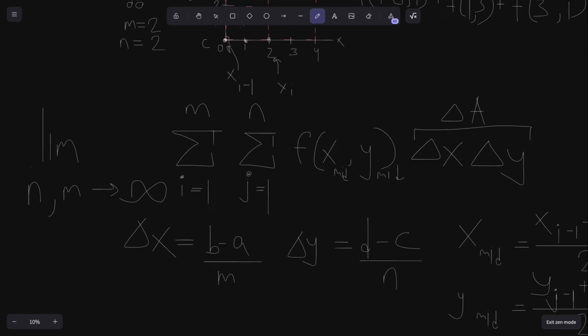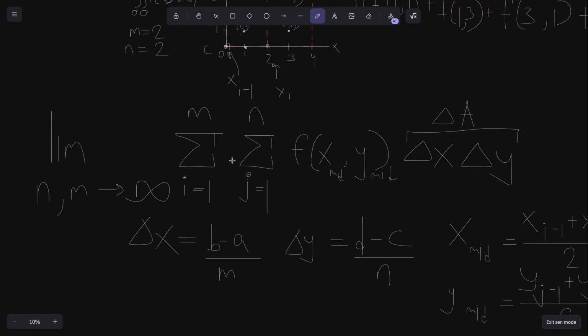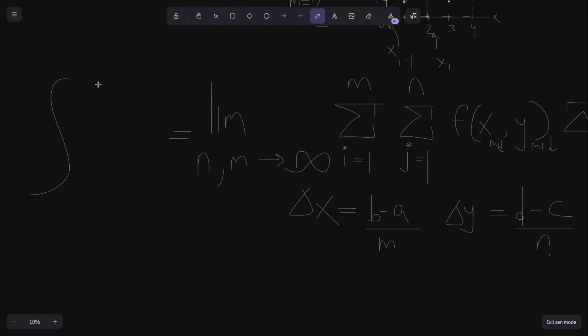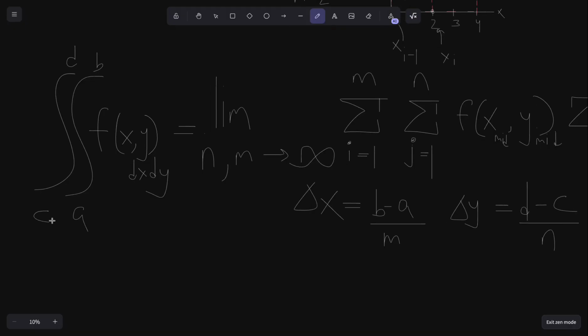All right, so I know that was a handful, but that's how you approximate double integrals. And when you take the limit as this approaches infinity, then it does become the double integral of f(x, y) dx dy, from, let's say, a to b and c to d. Then it becomes this double integral.